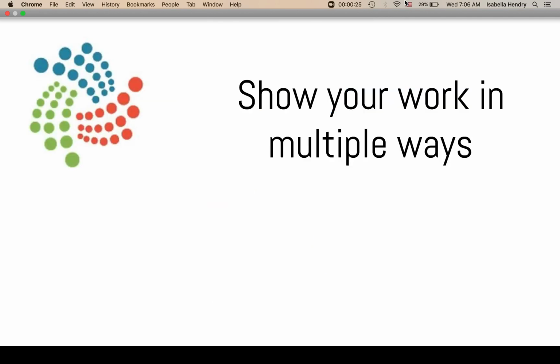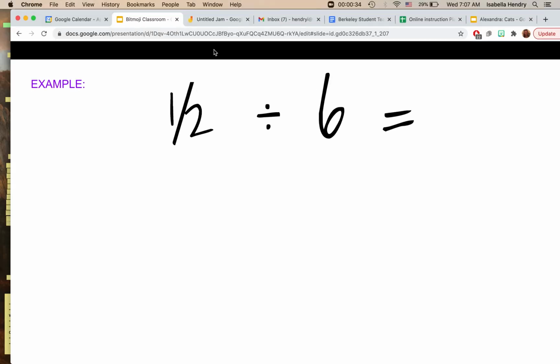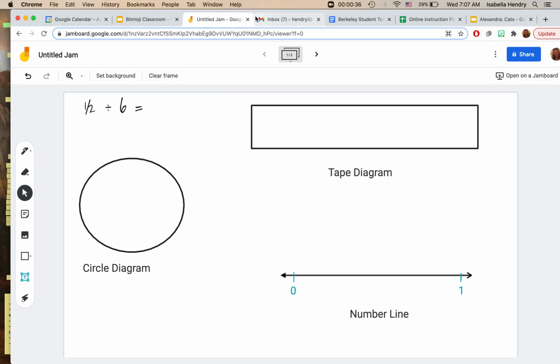So we're going to focus on showing our work in multiple ways. So let's look at an example. Our first example is going to be 1/2 divided by 6. So here we have 1/2 divided by 6.